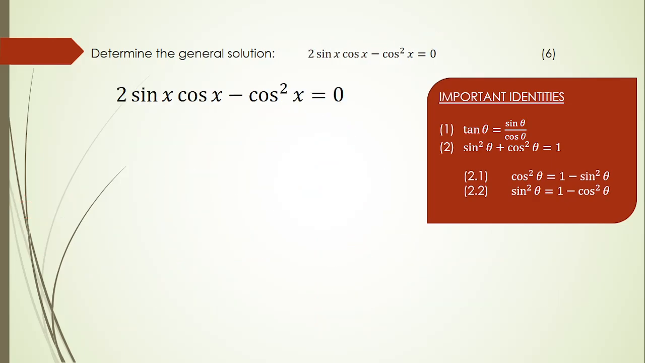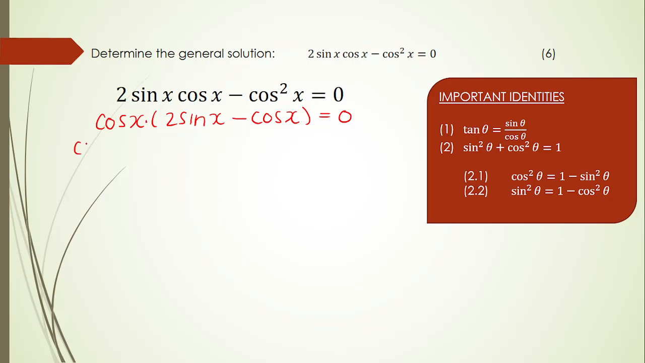Next one, pause it, try it yourself, see what you get. Okay, so what I'm seeing is a lot of double variables going on here. What happens if I take out a cos? Because I mean, this is a binomial. So let me take out a cos, and I'm left with 2 sine x minus cos x is equal to 0.